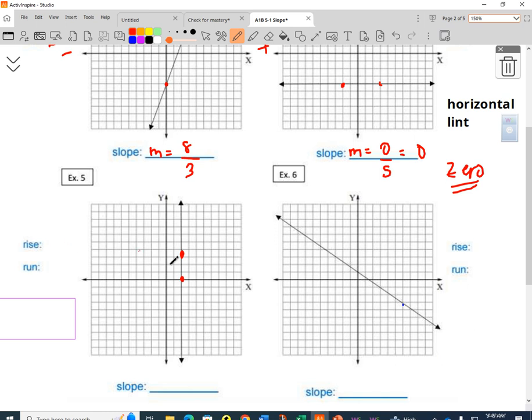So my rise, if I go, let's go down this time. Let's start at the top. So what is my rise if I start at the top point? 1, 2, 3, is it a positive or negative 3? Right, so if I go down here, that's a negative 3. Now, how far do I go left or right to get to my second point? 0.